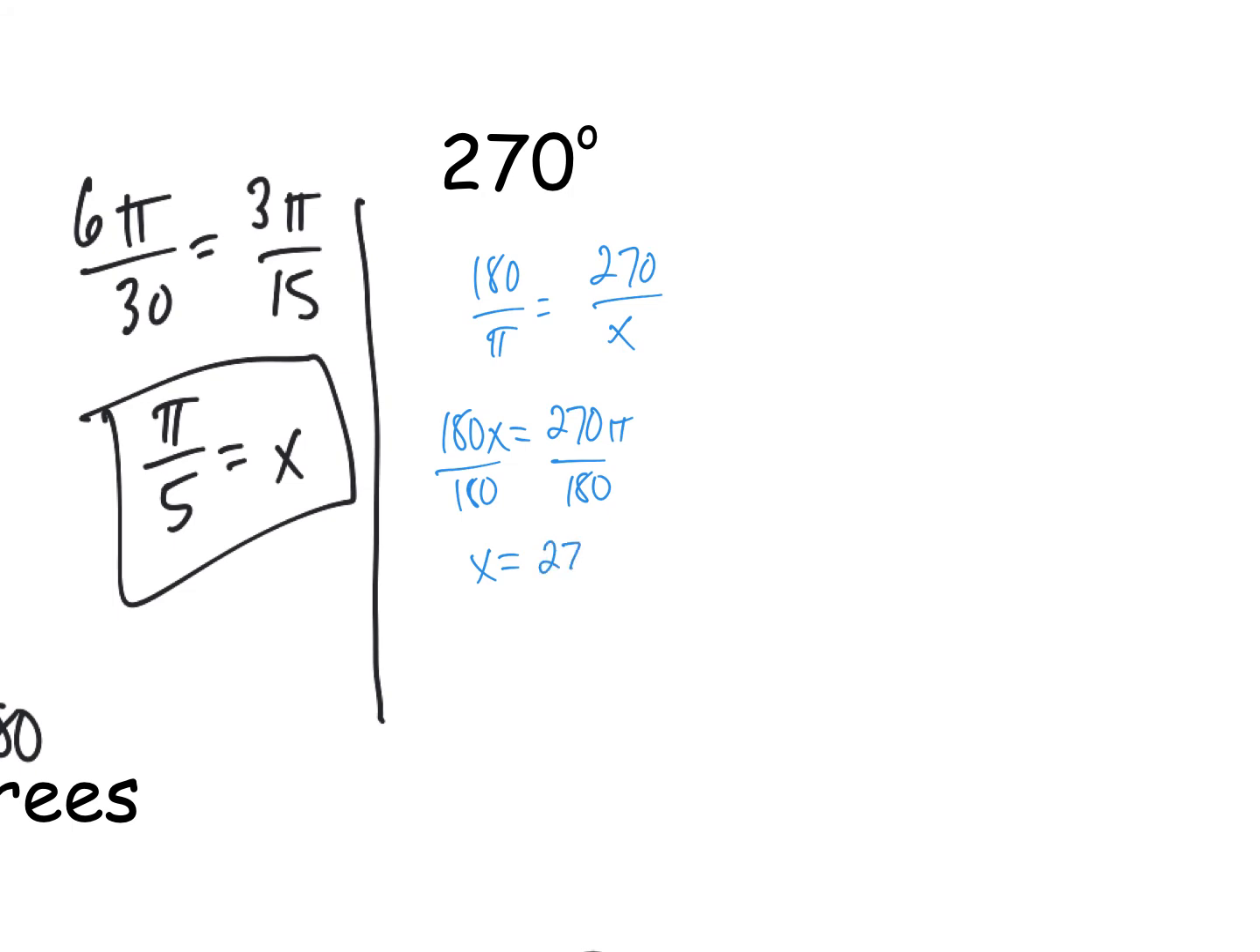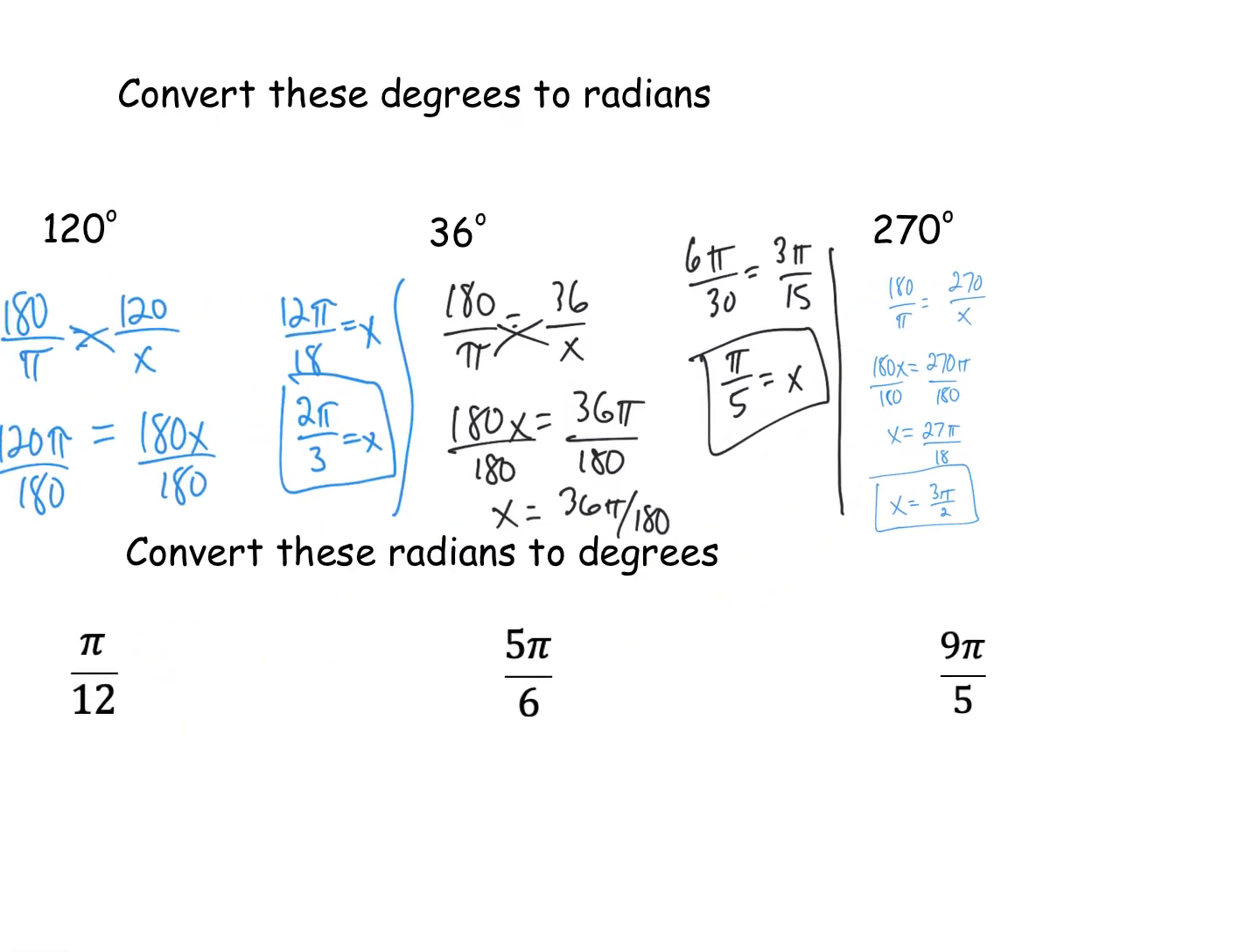We can divide by 10, so we get 27 pi over 18. Both of those are divisible by 9, so this would be 3 pi over 2. All right, so hopefully that makes sense. It's very repetitious. As long as you know how to cross multiply and reduce fractions, you're good to go.